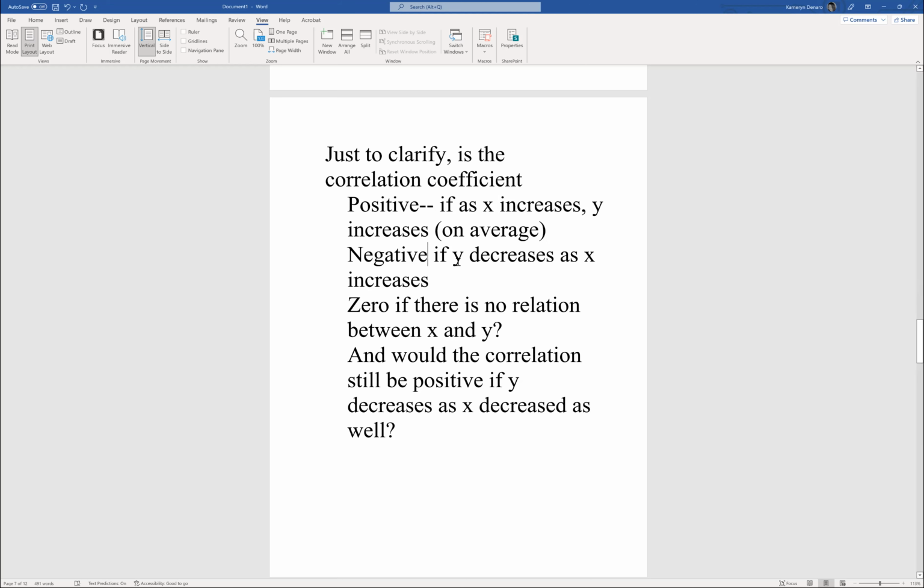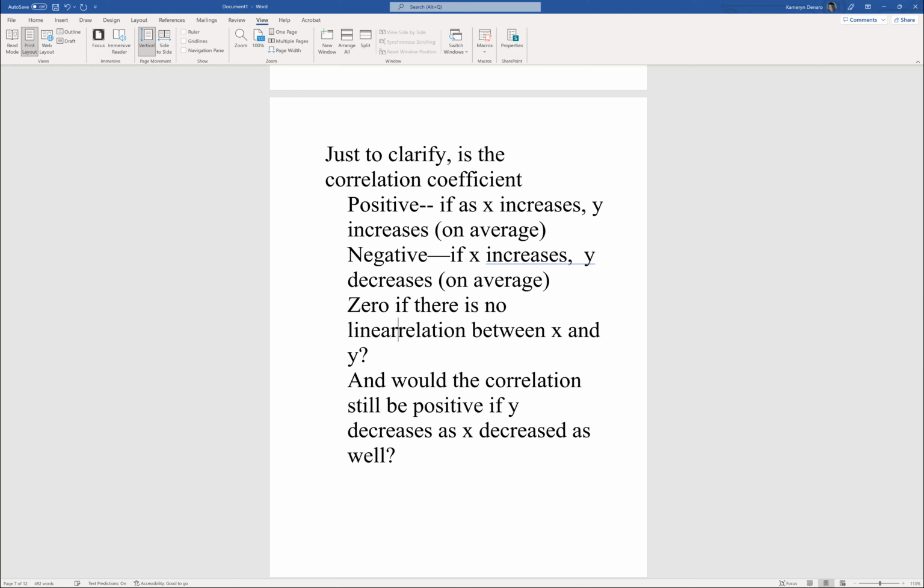Negative, let's do the x first because the x is the independent variable. If x increases, y decreases on average, right? 0 if there's no relation between x and y, very, very close. 0 if there is no linear relationship between x and y, right?